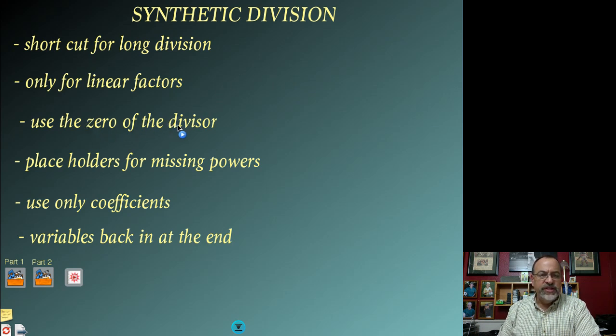We're going to use the zero of the divisor. In other words, we want to use the value that will make that linear expression zero. Now this is very important. There are two ways that this may be given to you, and you need to know what you're doing in each case. So you want to use the zero. If we want to use synthetic division with the linear factor x minus 4, we want to use the zero. So we're going to use 4, or whatever makes this zero.